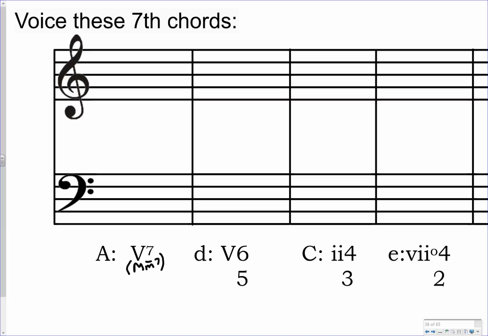The next one we have D minor, and we're going to use the harmonic form. And we have a capital 5, 6, 5. So that's going to be a 7th chord in first inversion. Then we have C major. We need to find the 2, 4, 3 of C major. So this is going to be a minor 7th chord in second inversion.